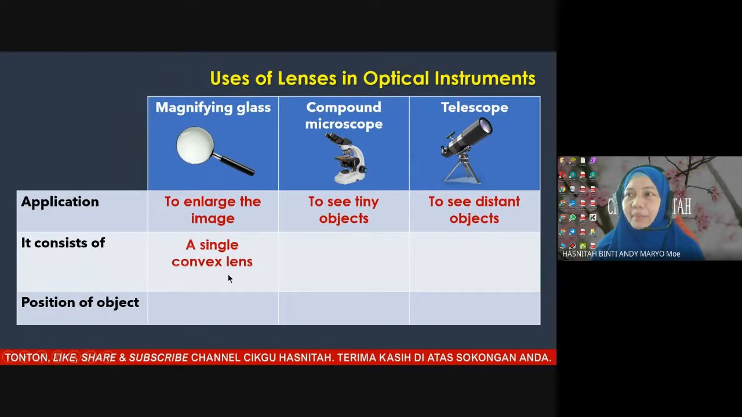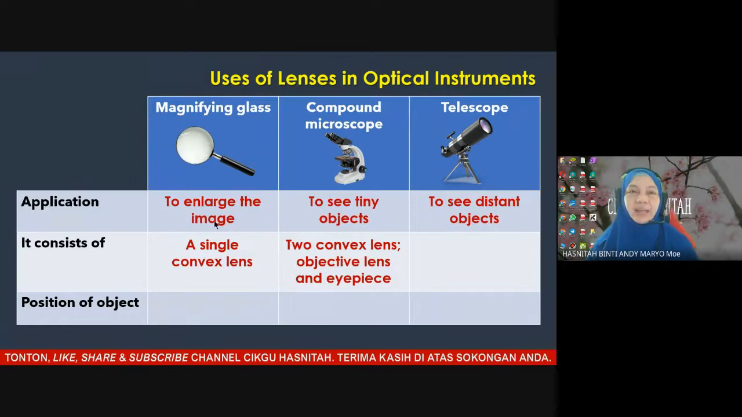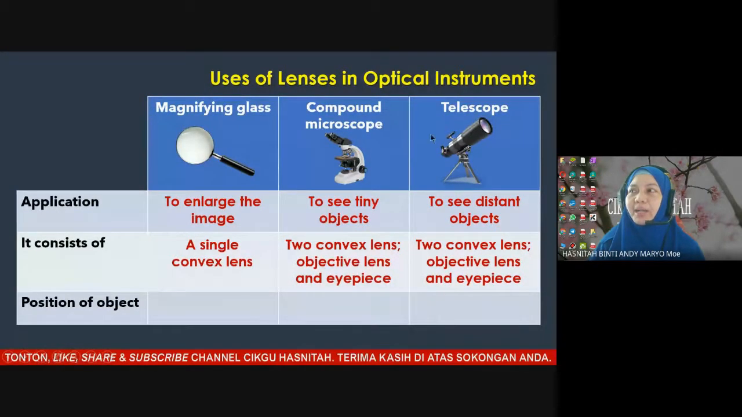And this magnifying glass, if you see, consists of a single convex lens. It has only one lens. While this compound microscope consists of two convex lenses, which are the objective lens and the eyepiece. The objective lens is down here, and the eyepiece is the one that we see through, right? Then the telescope is also the same. It consists of two convex lenses, namely the objective lens and the eyepiece. Can you tell me for this telescope, which one is the objective lens and which one is the eyepiece? Anyone?